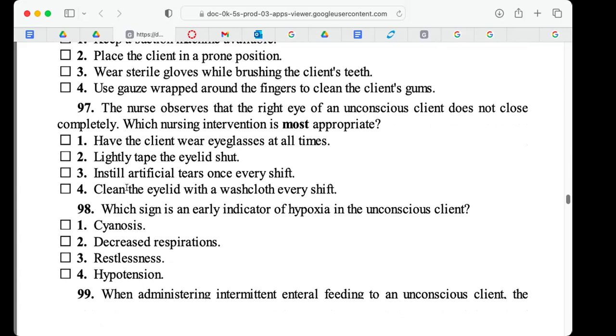Okay, last question. This is a good one. Which sign is an early indicator of hypoxia in the unconscious client? Now, this is a good question. Three. Very good.